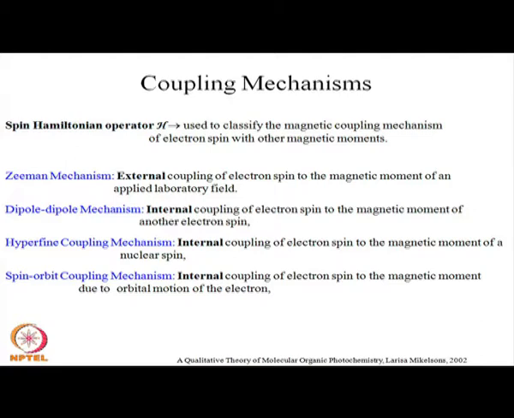So, there could be a spin orbit coupling mechanism. This is the internal coupling of electron spin to a magnetic moment due to the orbital motion of the electron. So, it is the spin motion and the orbital motion that are coupled to each other. Okay, because you have got spin, and while it is spinning like this, it is doing this motion as well.